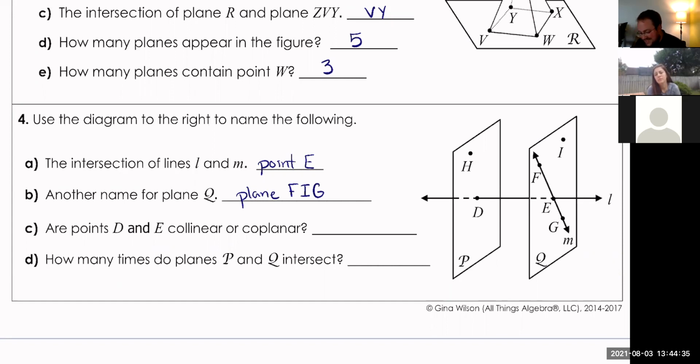Are points D and E collinear or coplanar? Collinear. Now, some might say technically they could be coplanar, but that plane is not being identified here. There would have to be a third plane inserted in there with a third point that's not collinear with those 2. So it gets a little trippy, you have to wrap your head around it and be imaginative, but I would agree that these would be collinear.